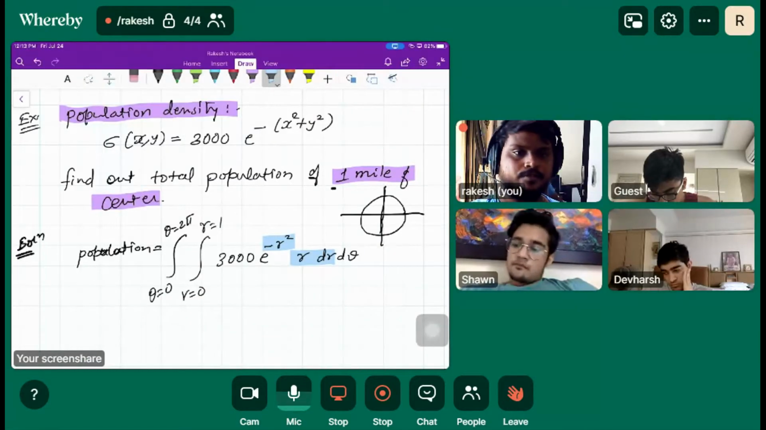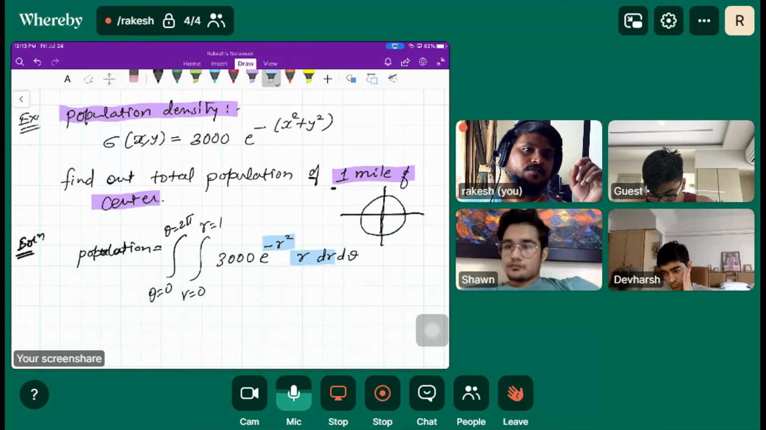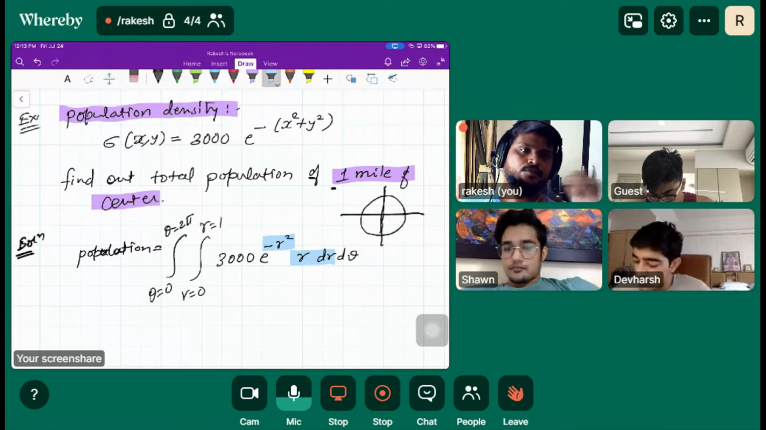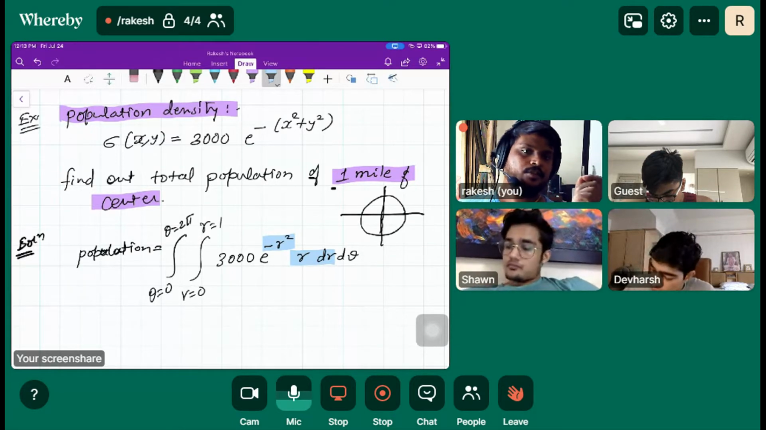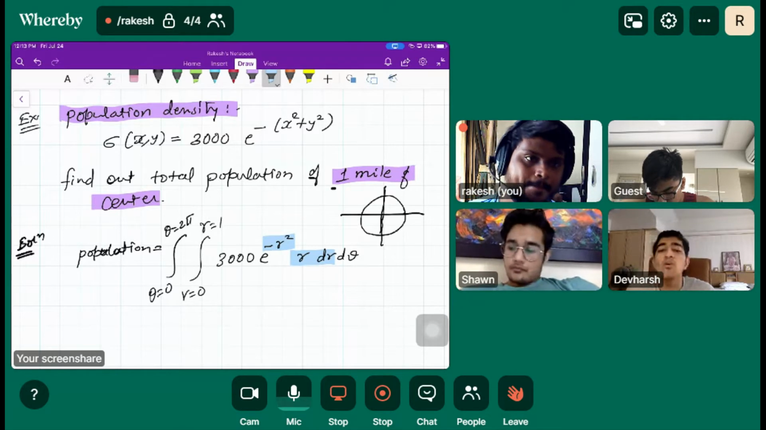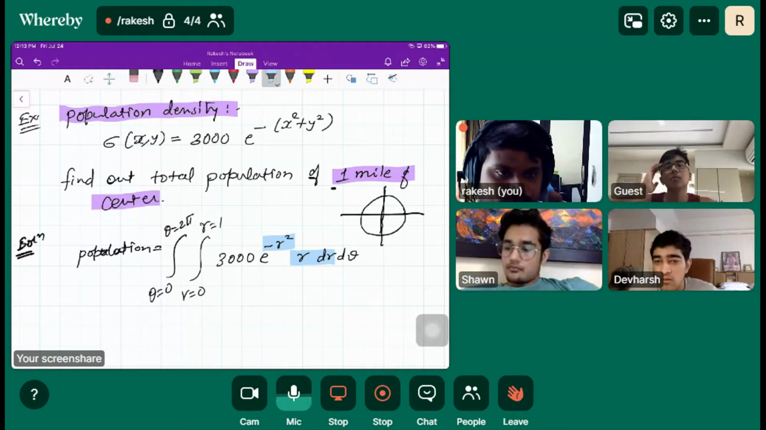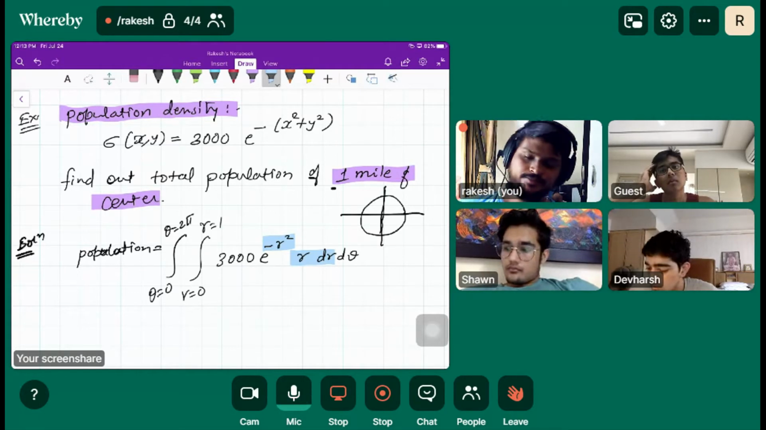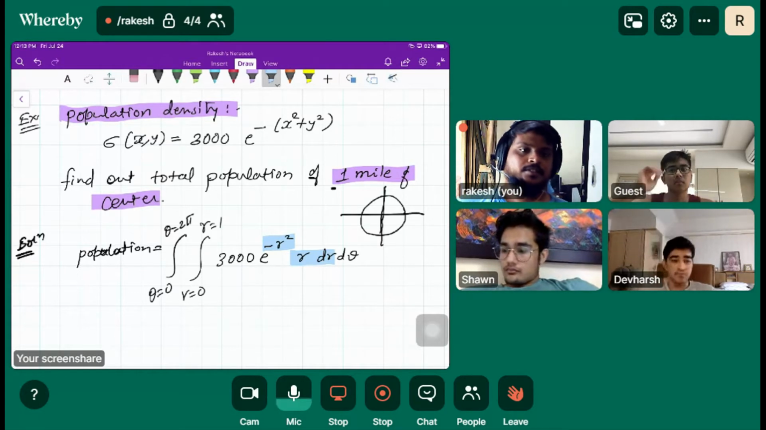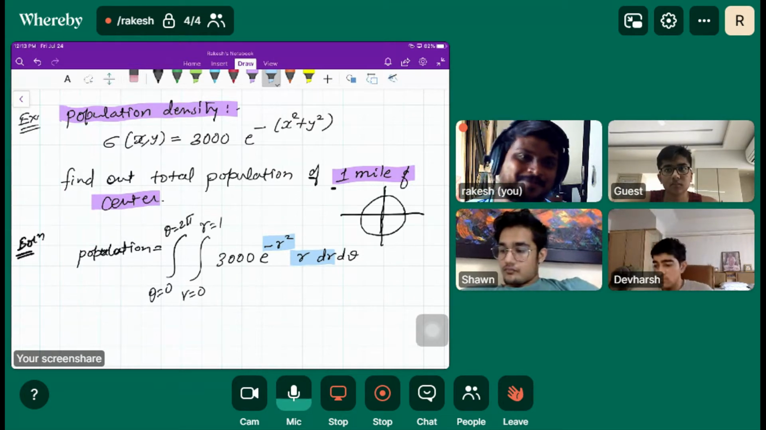Okay, I think you can understand this now. We have minus r square and r dr d theta. If you go for substitution, that minus r square can be absorbed by r dr. Oh, do we have to do by part? So go for u substitution. If it were by part, I would have left this for you only.